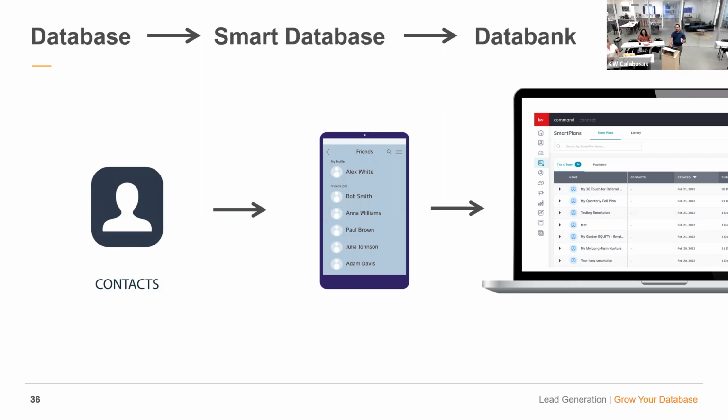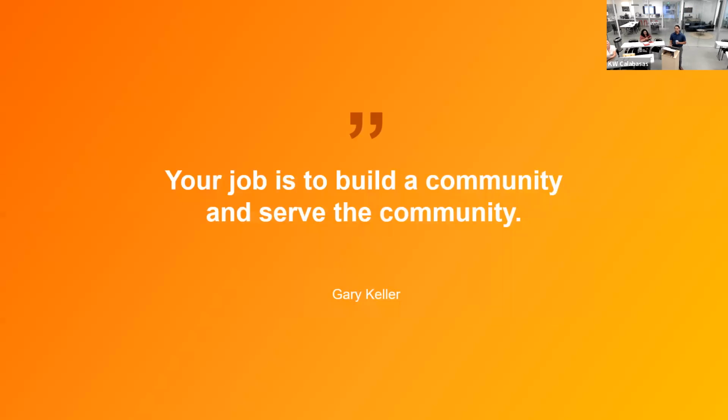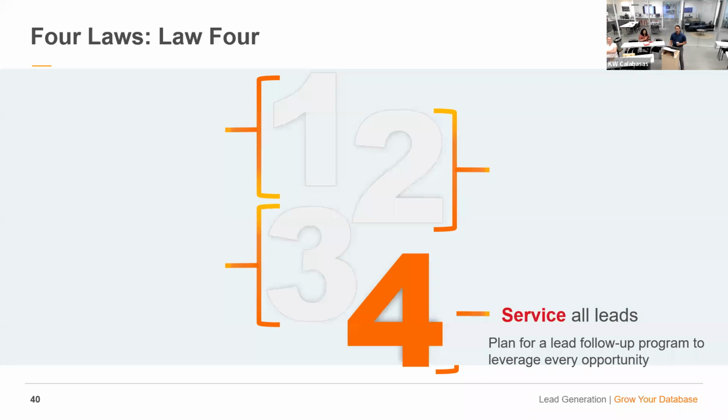So your database is your contacts, smart database is on your phone. A data bank that'll make you money is truly command, right? And again, elephant in the room, if you ever leave, you can take all that data with you, move it elsewhere. Servicing your database, your job is to build a community and serve the community. Some of us go through Facebook circles or Facebook communities. Your data bank is that Facebook community, right? And within that community are smaller pods, smaller communities within that base.